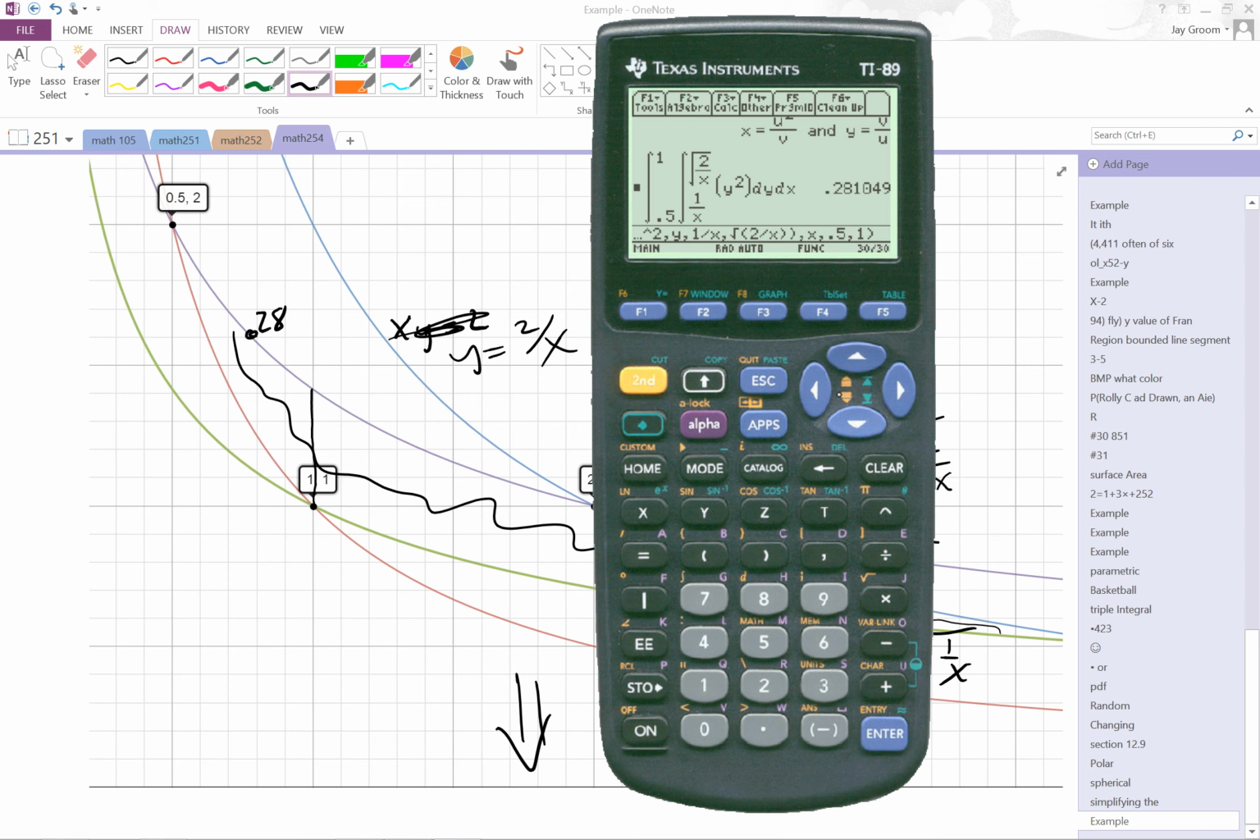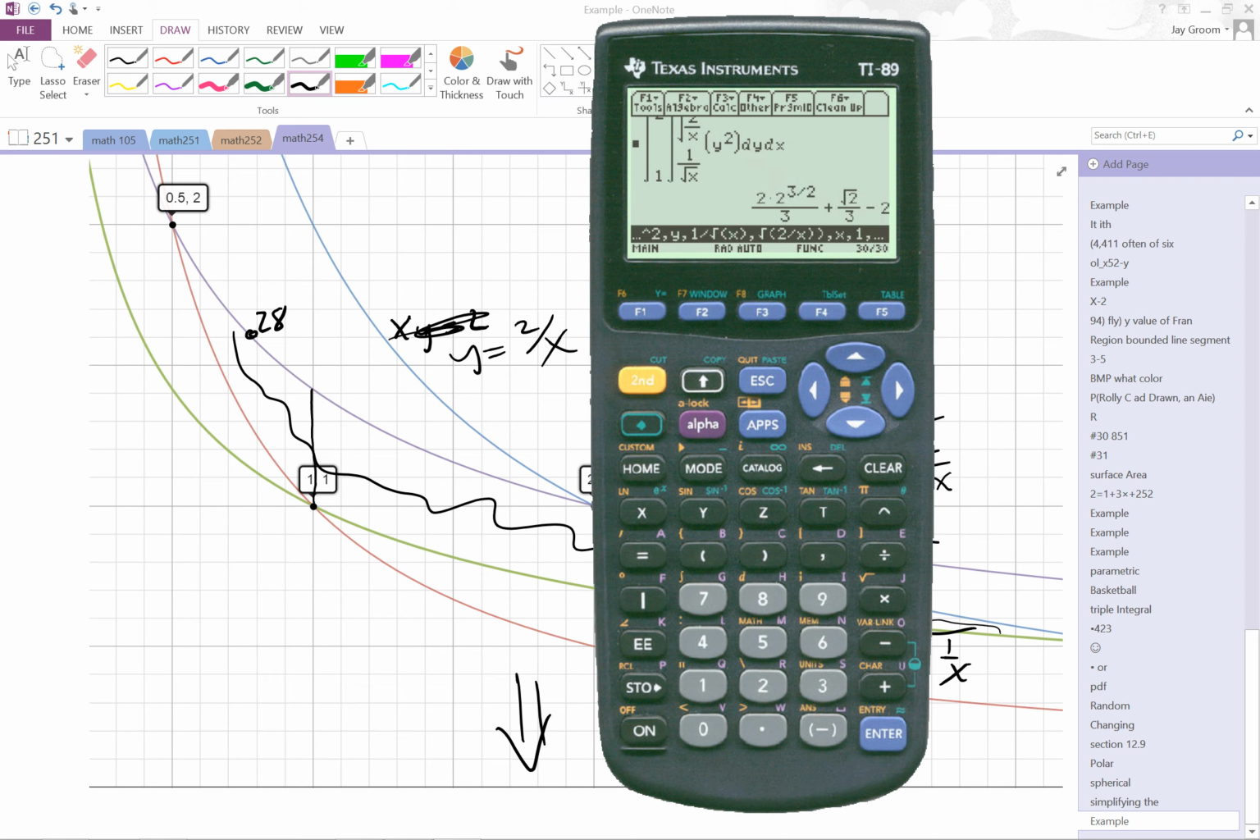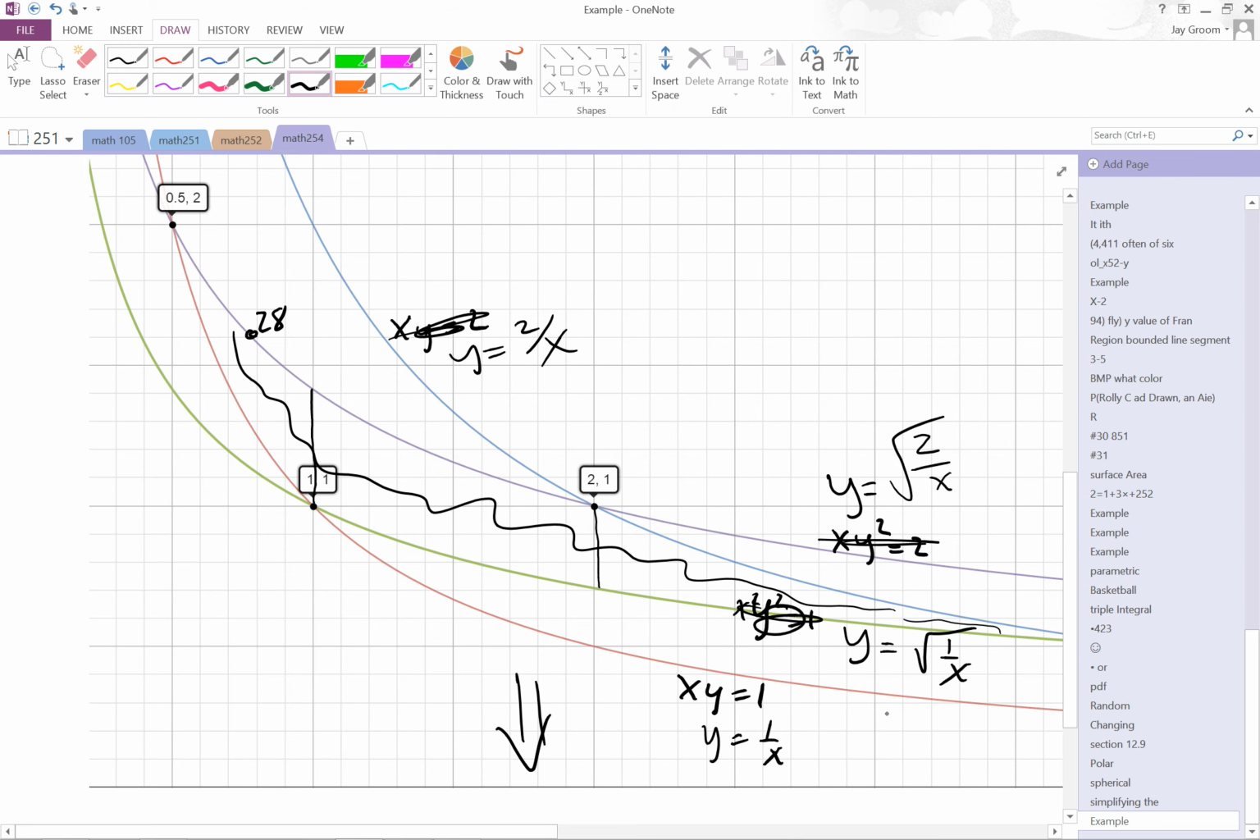Now, notice I don't have to change too much except the limits of integration. This time I'm going from 1 to 2 out here on the end. And I need to change from the red function, which was 1 over x, to 1 over the square root of x, because that's the green function. I could write square root of 1 over x, but it's just 1 over square root of x. It's the same thing. The answer is 0.375 or 0.357, I believe, actually.